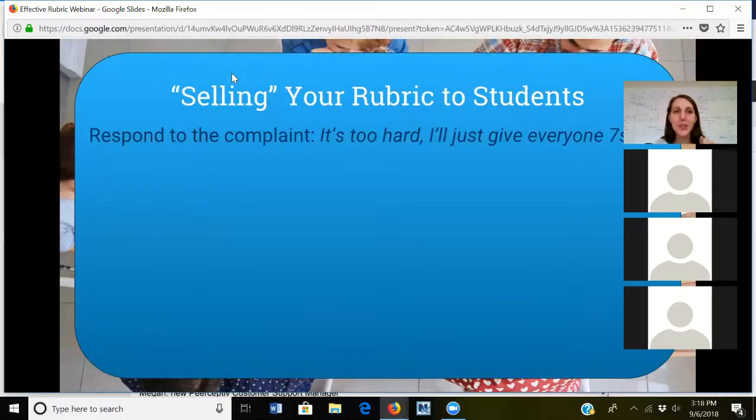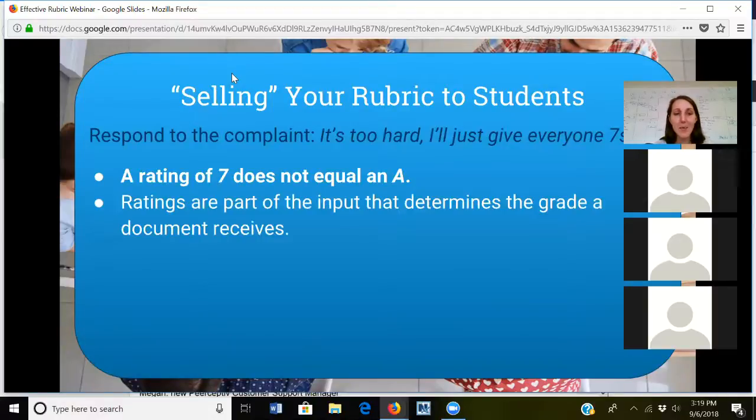Then I also wanted to talk about some responses to complaints. So if your students say, oh, it's just too hard to do this reviewing, I'll give everyone 7s, you want to remind them that a rating of 7 does not equal an A. As I said before, ratings are part of the input that determines the grade a document receives, but there are multiple pieces of input. So a 7 does not mean, oh, this document gets an A. Again, you really want to encourage students to grade like you do.